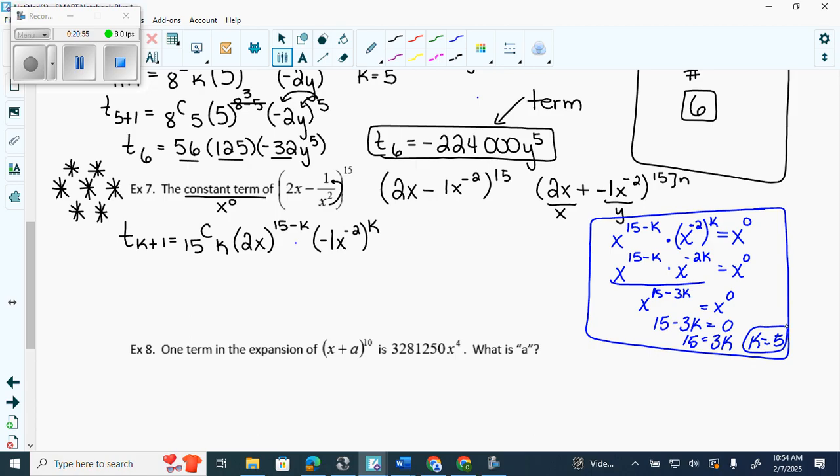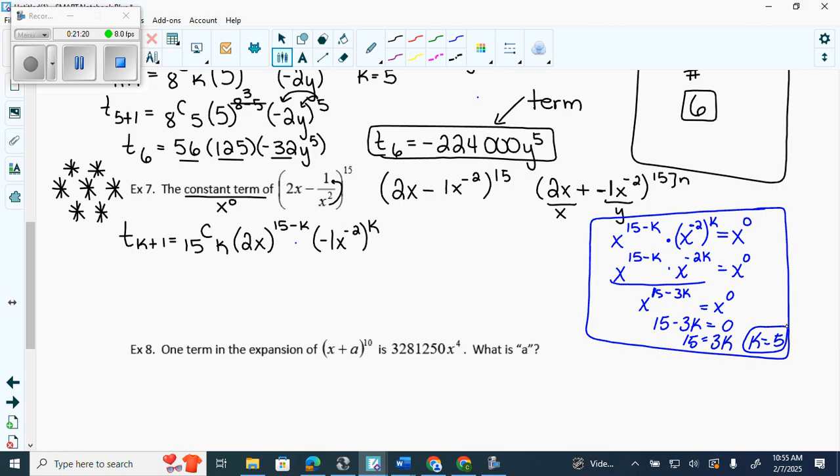Reasoning-wise, 15 minus 3 times what gets me 0? Well, I need this to be a 15, so k is going to have to be 5, right? Do we agree by math, just looking at that, k has to be 5? Because 15 minus 3 times 5 is 0. Yes? So I have to do this side box off to the side to find out what k is. Does it make sense what I did? Yes? All right.